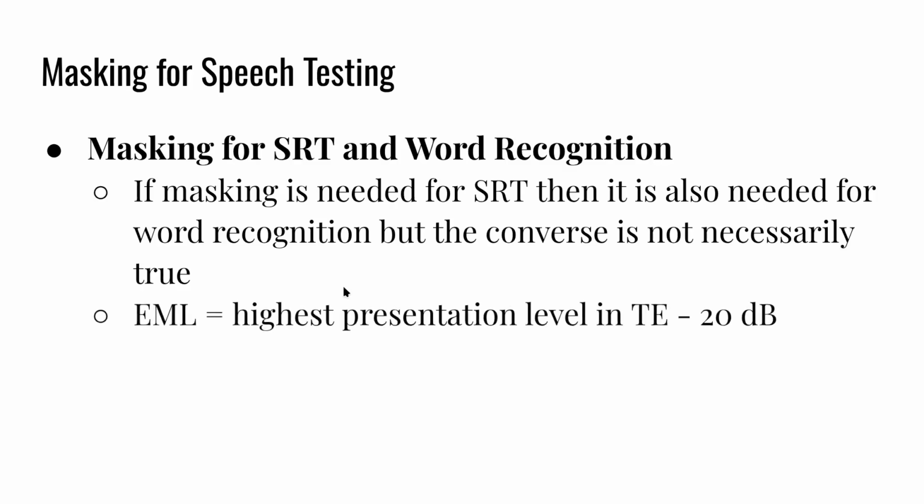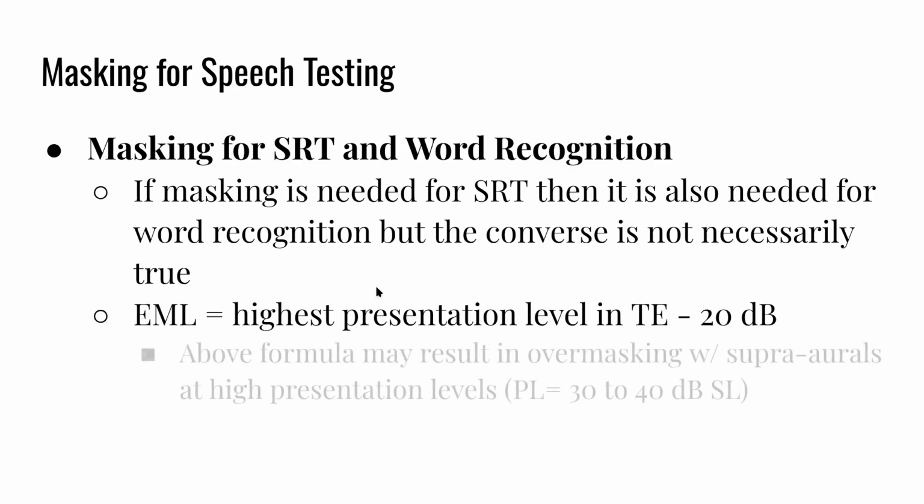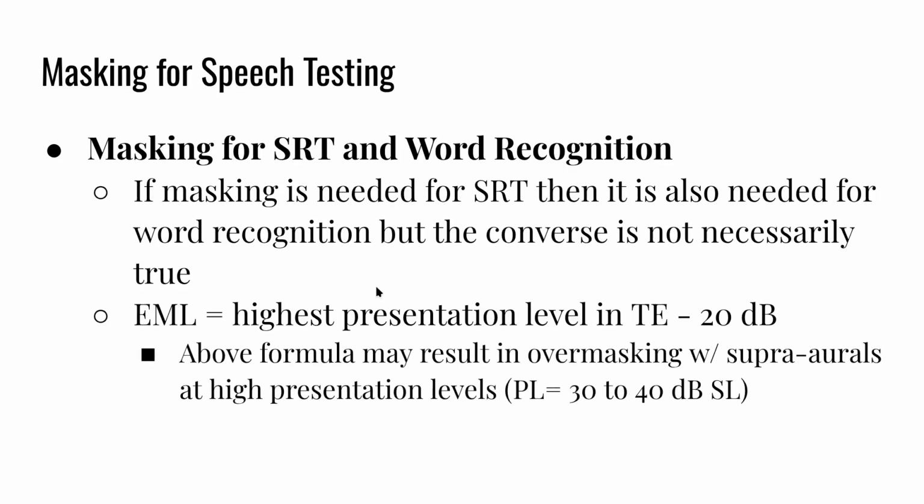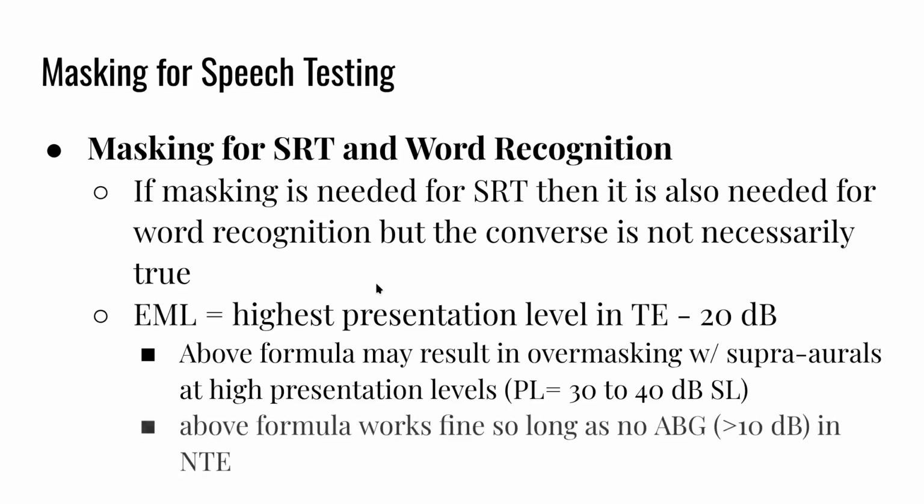Effective masking level is the highest presentation level in the test ear, minus 20 dB. That works in cases where it's not a conductive loss and not a mixed loss. That works in a purely sensorineural loss example. The above formula may result in overmasking with supraorals at high presentation levels, but it can work as long as we're not overmasking with sensorineural loss. The above formula works fine so long as there's no air-bone gap, again, not greater than 10 dB in the non-test ear.